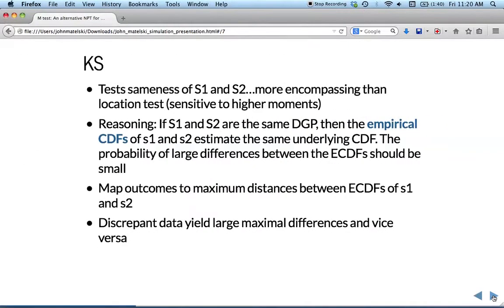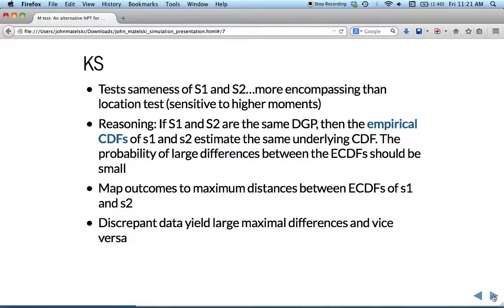So Kolmogorov-Smirnov, by contrast, is testing the sameness of the data generating processes, which is a bit more encompassing than the location test because it's sensitive to higher moments. So the reasoning is that if they are the same DGP, then the empirical CDFs that they're estimating should be the same, and the probability of seeing large differences should be small. So it's all about the distance between the empirical CDFs.